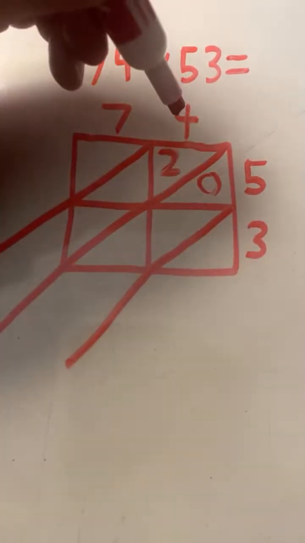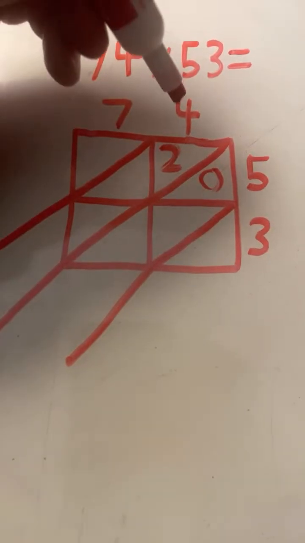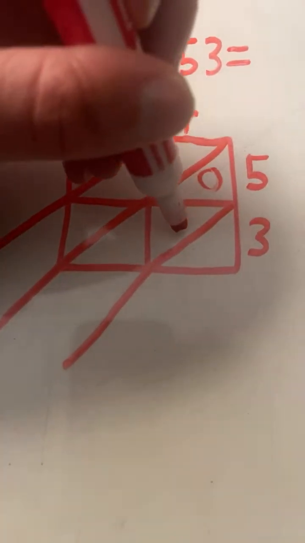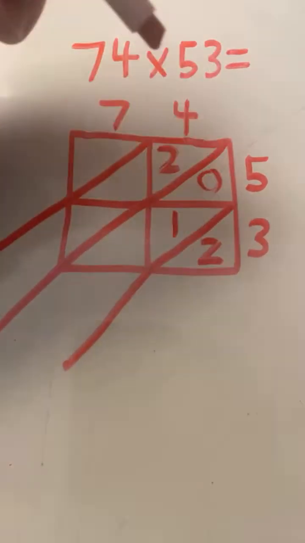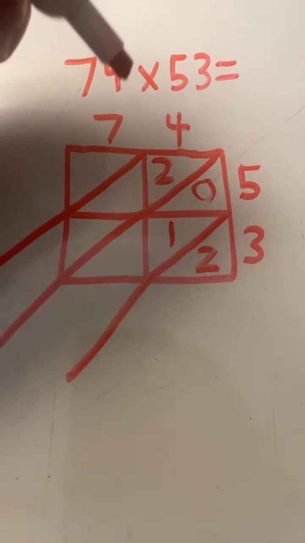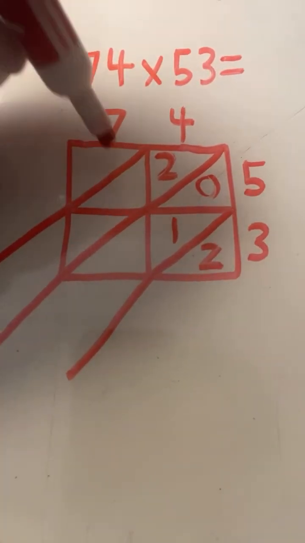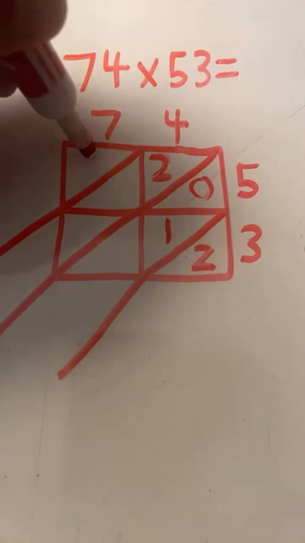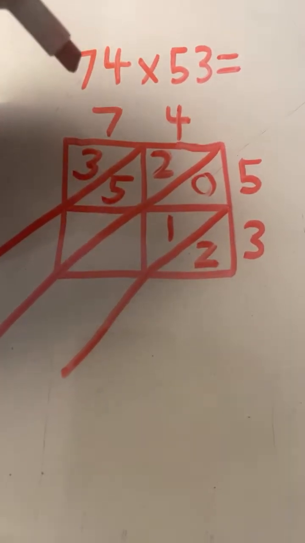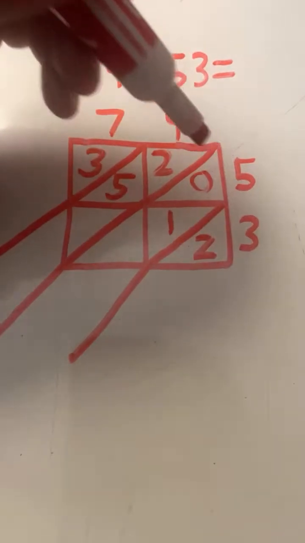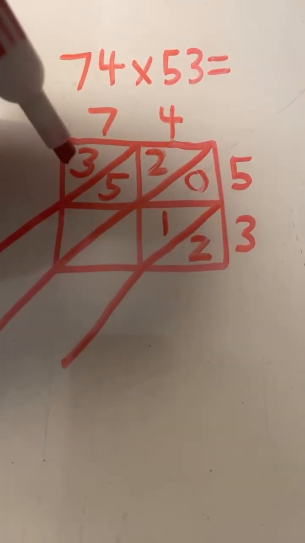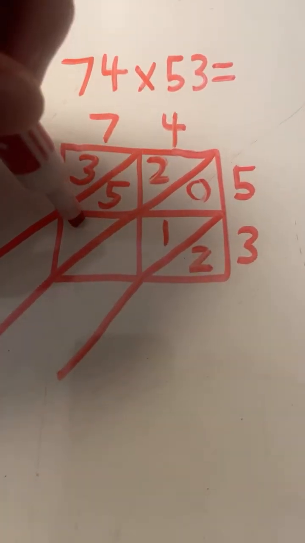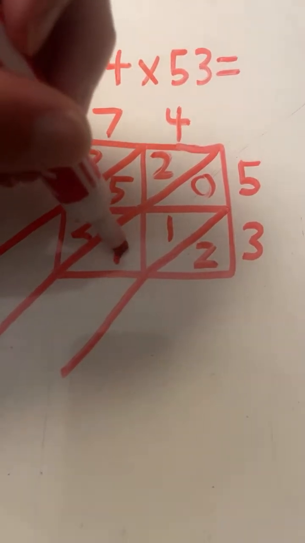Now you look at the bottom square, we're going to multiply 4 times 3. And the answer to 4 times 3 is going to go in the bottom square. 4 times 3 equals 12. So we're putting a 1 in the first triangle and a 2 in the second triangle. The answer to 7 times 5 is going to go in this square right here. 7 times 5 equals 35. So we're going to put a 3 in the first triangle and a 5 in the second. 7 times 3, the answer to 7 times 3 is going to go in this square here. 7 times 3 equals 21, so we're going to put a 2 in this triangle and a 1 in this triangle.